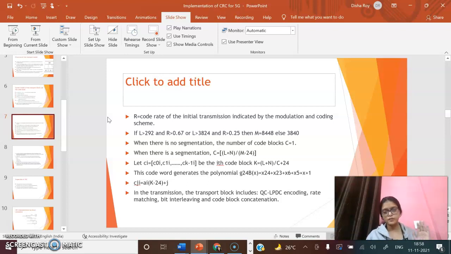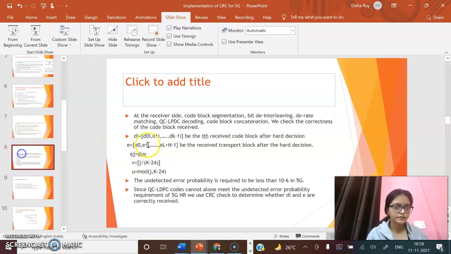So in the transmission, the transport code block includes QC-LDPC encoding, rate matching, bit interleaving, and code block concatenation. Okay, so at the receiver side, the code block segmentation, bit de-interleaving, de-rate matching, QC-LDPC decoding, and code block concatenation. So we check the correctness of the code block received.